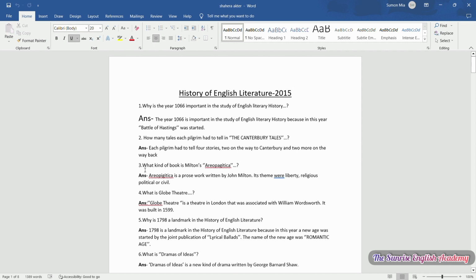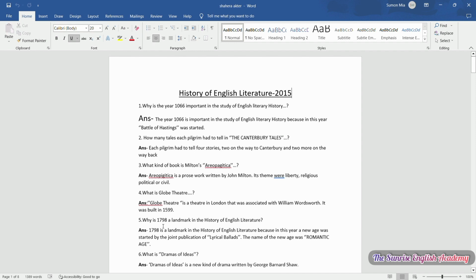3. What kind of book is Milton's Areopagitica? Answer: Areopagitica is a prose work written by John Milton. Its themes were liberty, religion, political or civil. 4. What is Globe Theatre? Answer: Globe Theatre is a theatre in London that was associated with William Shakespeare. It was built in 1599.